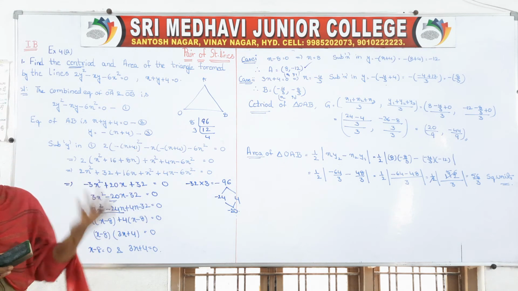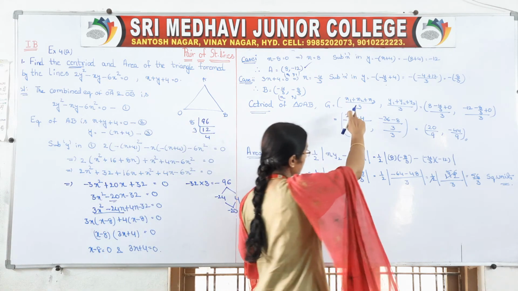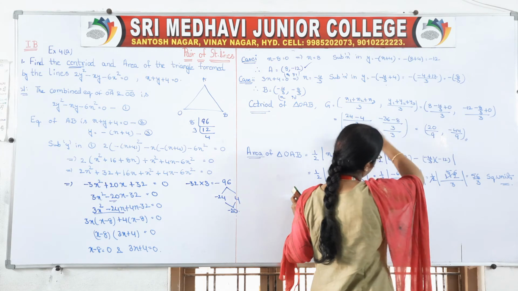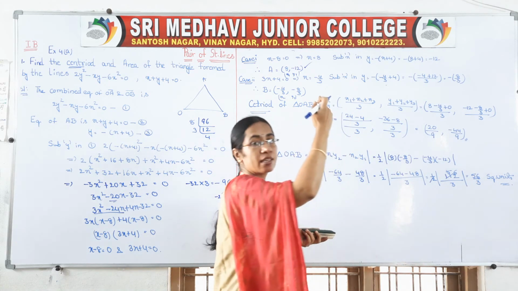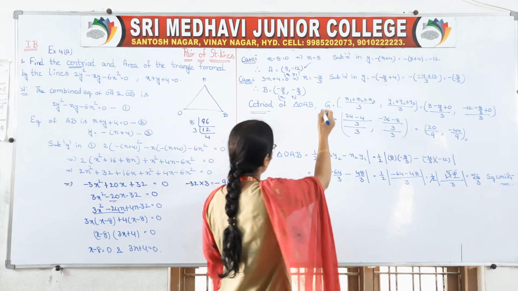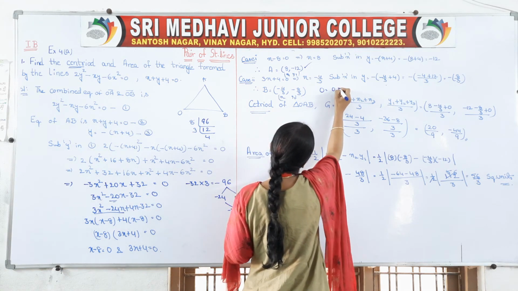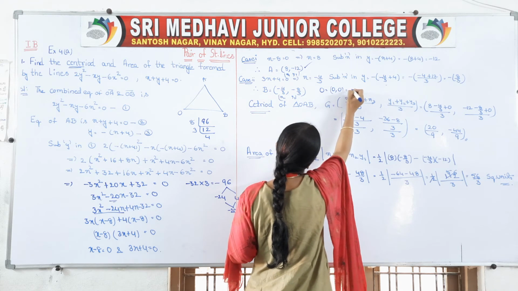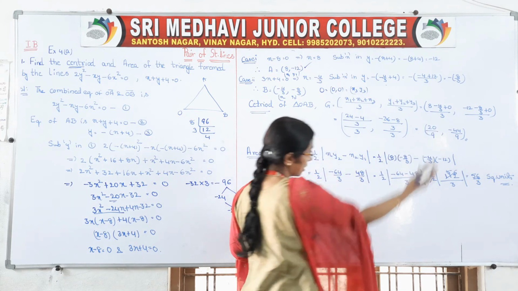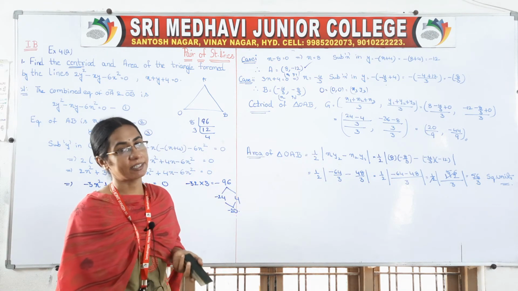The third vertex is the origin. The centroid formula is x1 plus x2 plus x3 by 3, y1 plus y2 plus y3 by 3. You consider A as x1, y1, B as x2, y2, and the origin 0, 0 can be considered as x3, y3. Substitute in that formula, and you get your centroid.